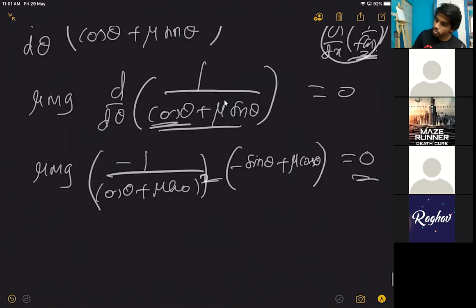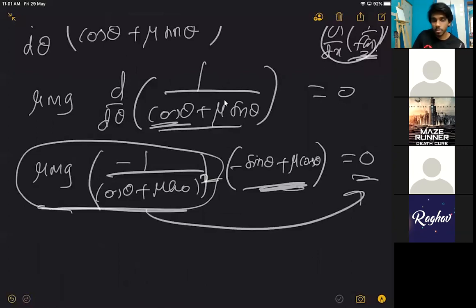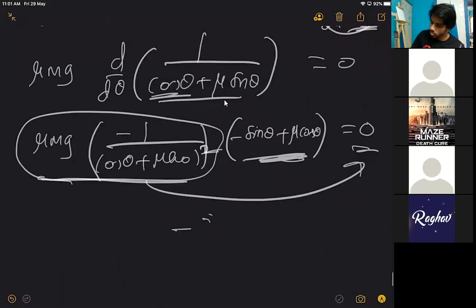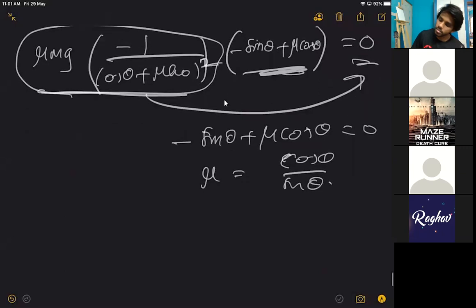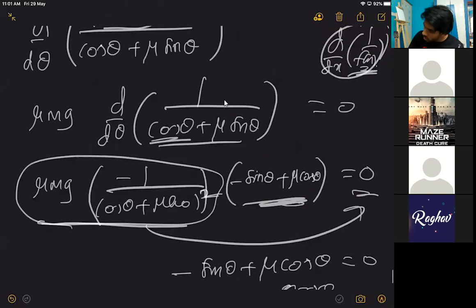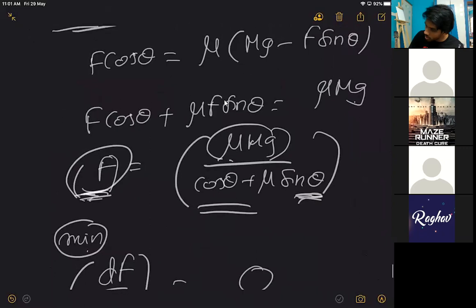Since we are equating it to 0, we don't care about all these things. You just need to solve this part. These are all constants, they go to that side and become 0. So all I have to do is minus sine theta plus mu cos theta equals 0. Mu equals cos theta by sine theta. So what do you say? Wait, Sir, isn't it sine theta by cos theta? I think I messed it up somewhere.